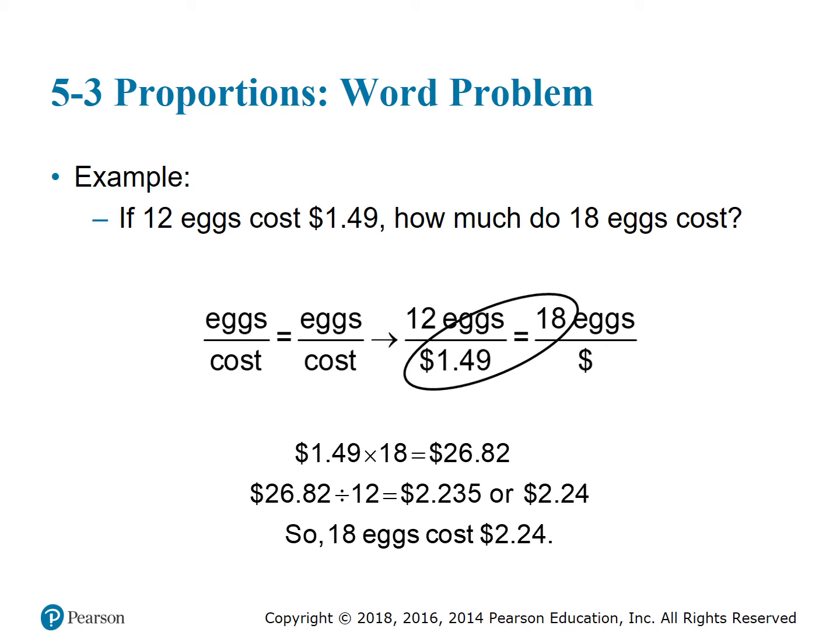That's our x. So all we have to do is cross multiply the two numbers, which is $1.49 and 18 eggs, and we get $26.82. All right, and then our second step is going to be to divide by the number that is left, and that is 12. And when we do that, we get $2.24 when we do our rounding. Okay.